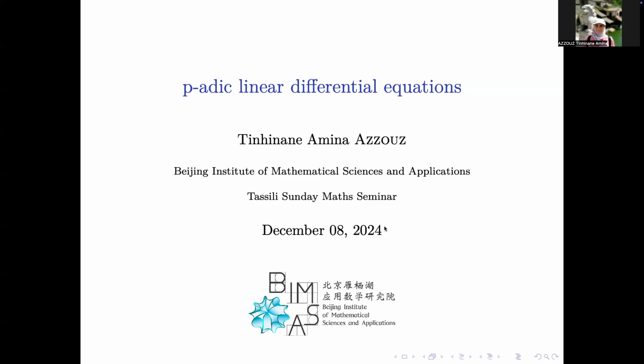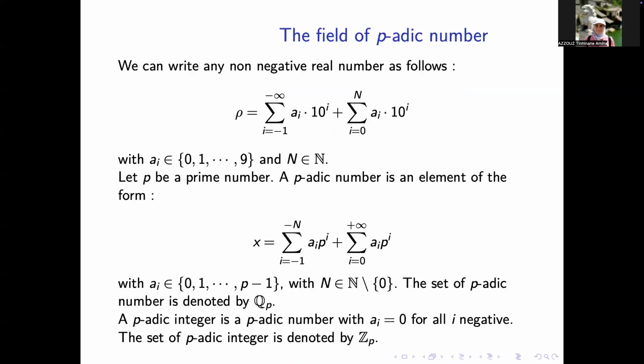But what we mean by p-adic is just that we will consider a field of numbers which looks like the real numbers, but is not the real numbers. Just recall that if we have a real number, then we can write it in decimal form as a finite sum, where the index is positive and each a_i is an element from 0 to 9.